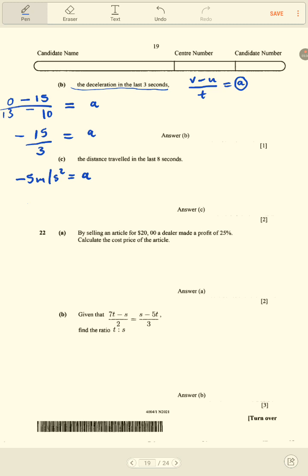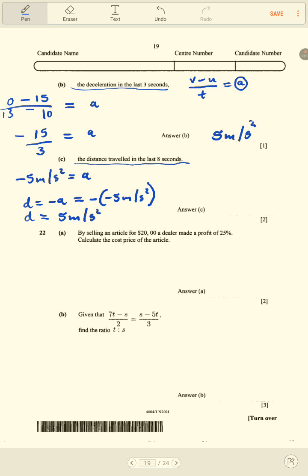But if d is equal to minus a, what it means, we are saying minus 5 meters per second squared, which means our answer here, deceleration will be equal to 5 meters per second squared. So here we write 5 meters per second squared. And then the next question says, calculate the distance traveled in the last 8 seconds.